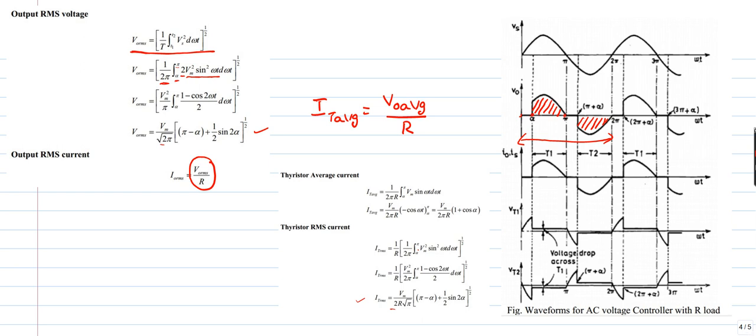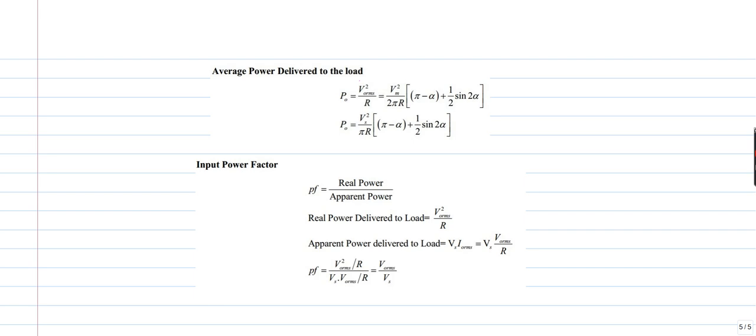Now, the average power delivered to the load. Since we have the RMS component of voltage, this is the formula we can use for power delivered to the load. Another thing is input power factor. Real power is nothing but active power. Power factor is the ratio of real power to apparent power. Real power can be obtained from the same formula, that is P0.